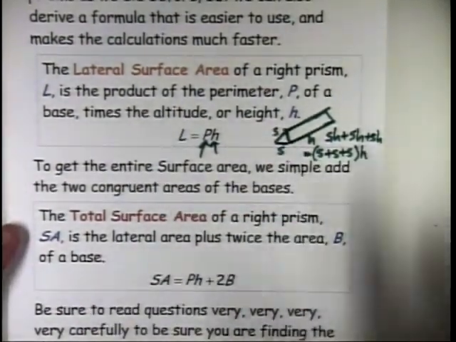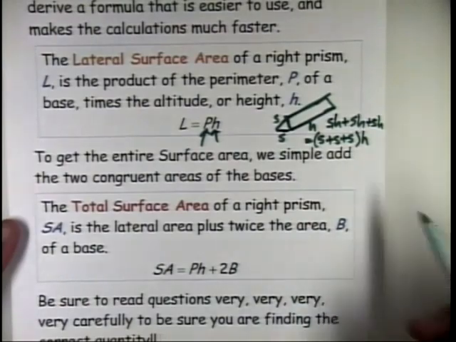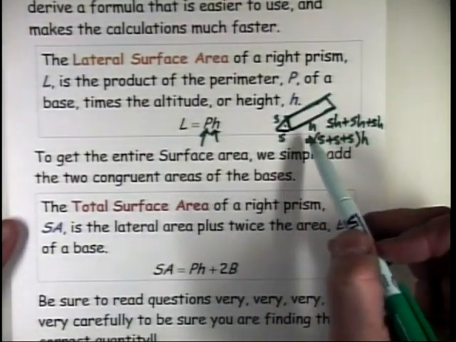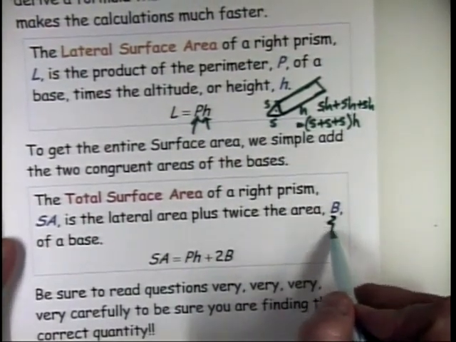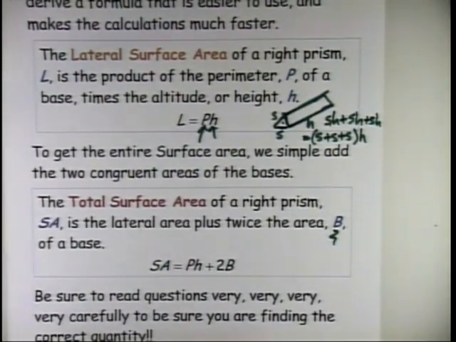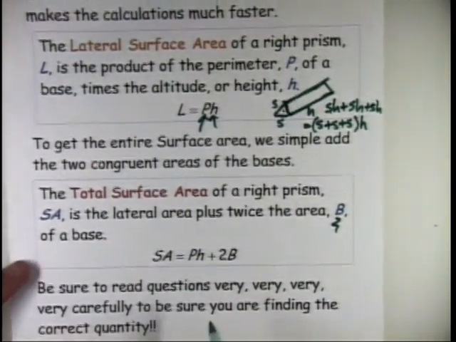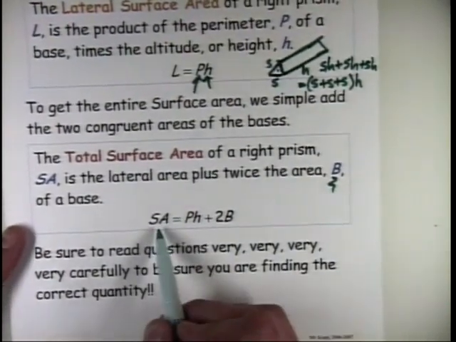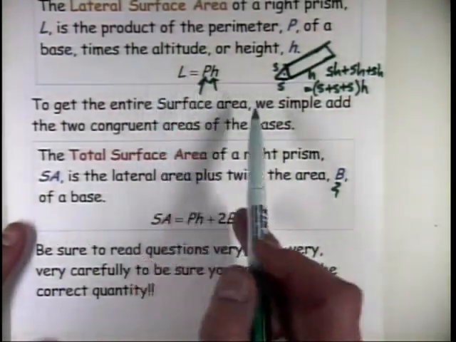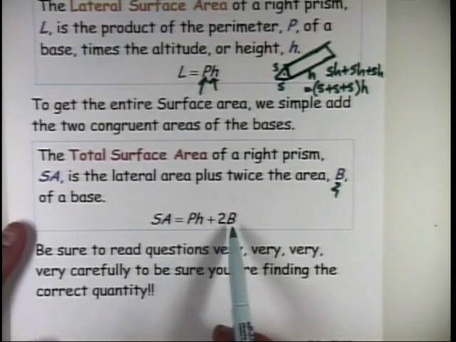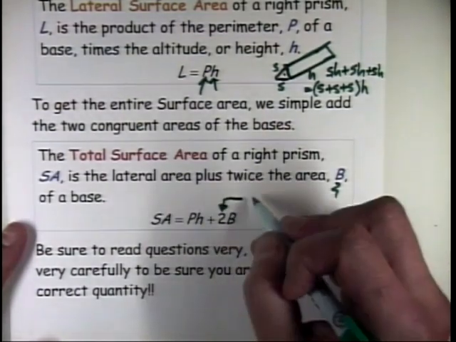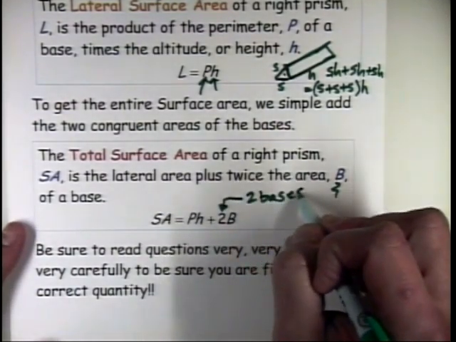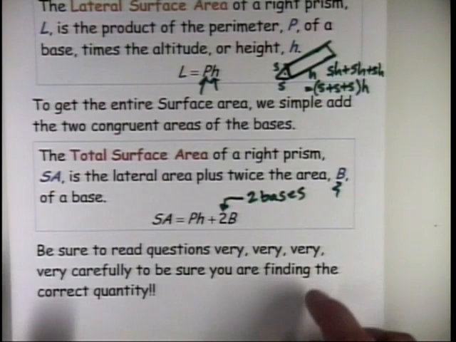Now, to get the entire surface area, or the total surface area, we need to simply add the two congruent bases. So lateral is just the side, add the two congruent bases, and we're going to use the letter B, capital B, to represent the area of one of the bases. So I'm going to use SA for total surface area, and we get this equation. The total surface area then is PH, which is the lateral, the sides, plus 2 times the base area, big B. And don't forget to double them because we have two bases, and big B is just the area of one of the bases.